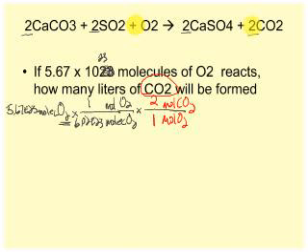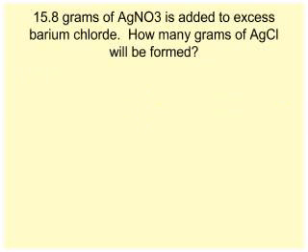And then it asks me for liters of CO2. So now I'm going to get rid of my moles of CO2. Go into liters of CO2. 1 mole, 22.4 liters. And do the calculator work, and that's it. 5.67 E23 divided by 6.02 E23 times 2 times 22.4 is 2.1 liters of CO2. That's it.